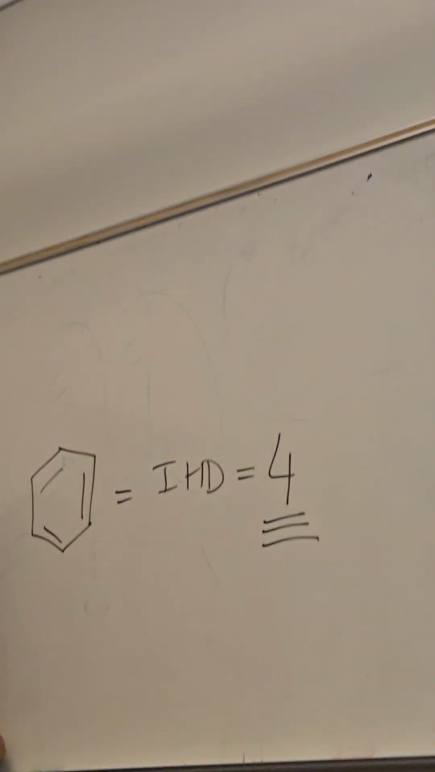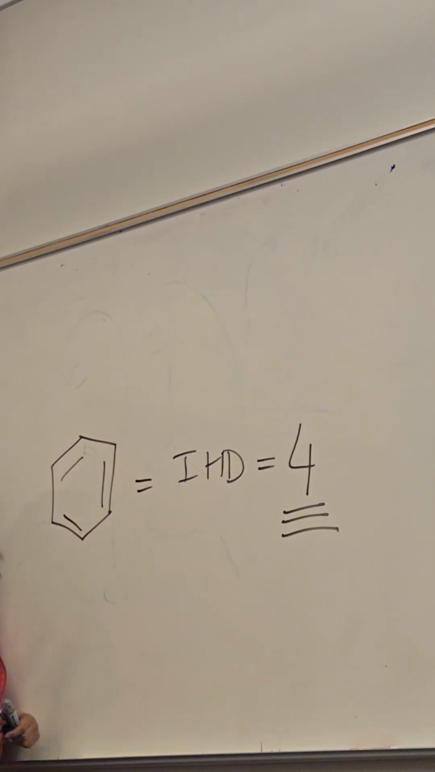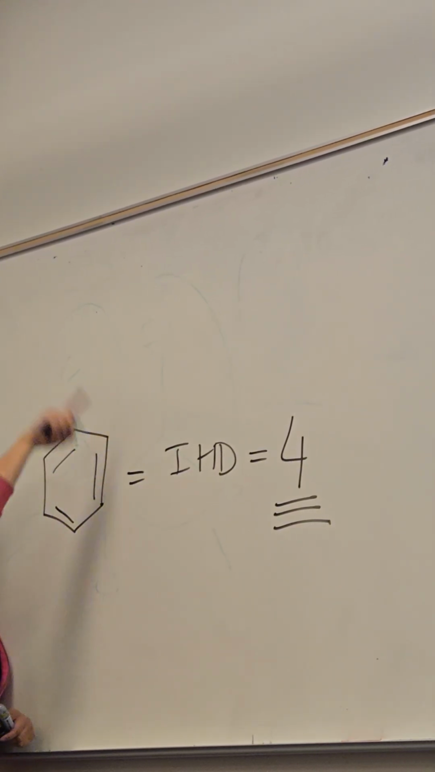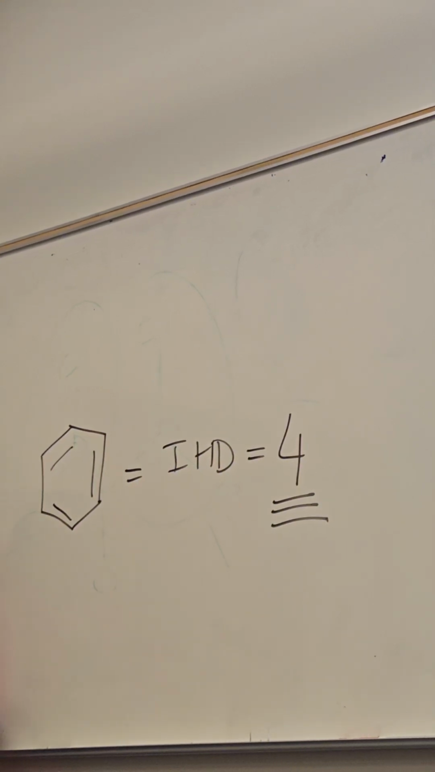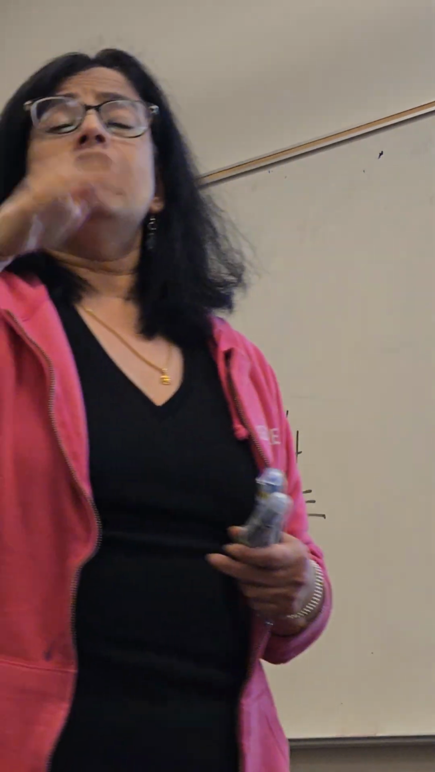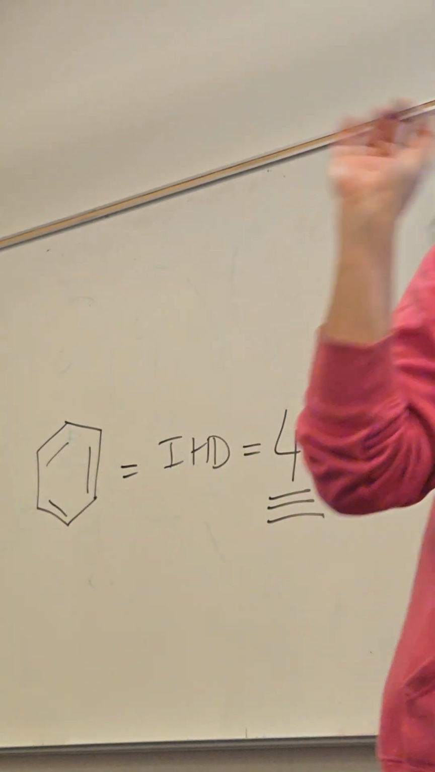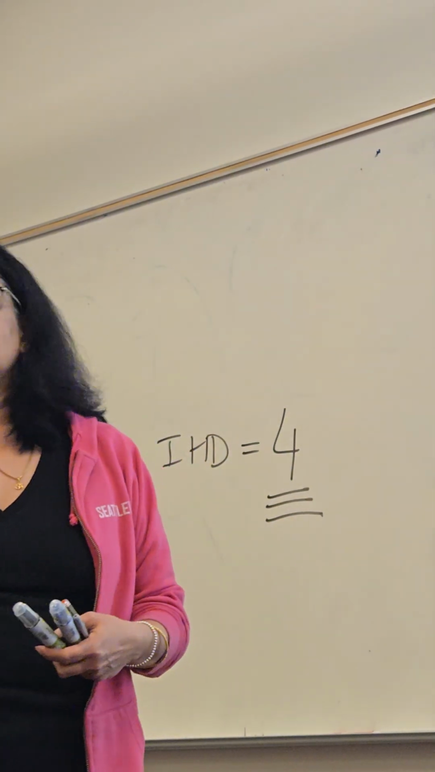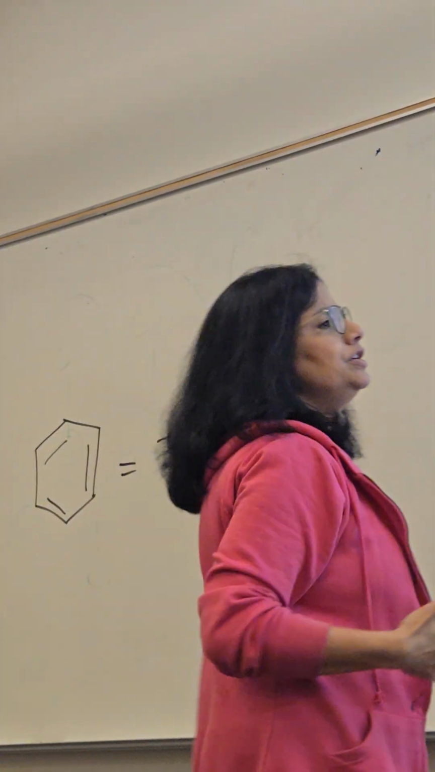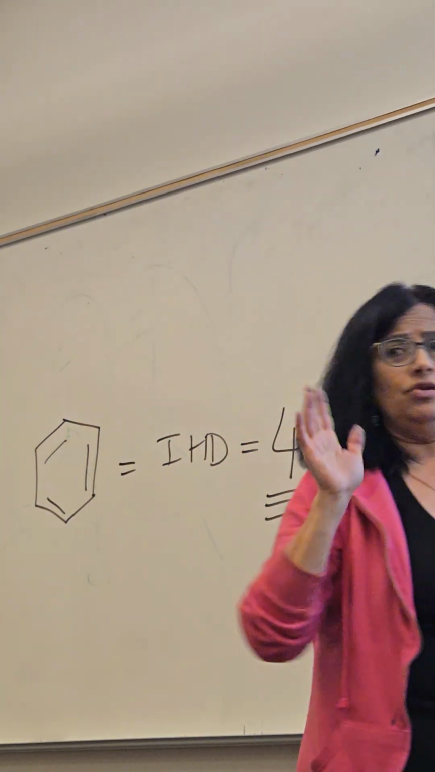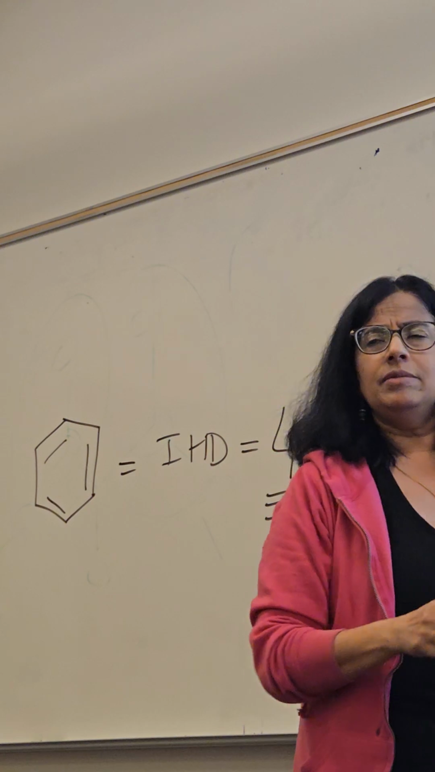Every pi bond is 1 IHD. Every ring is 1 IHD. So 1 IHD, 2, 3, 4. Whenever IHD comes out to be 4 or higher, think about, could there be a benzene in this compound? And where is the confirmation in this spectra that will confirm that, yep, you have a benzene, or no, you don't have a benzene? Anybody?